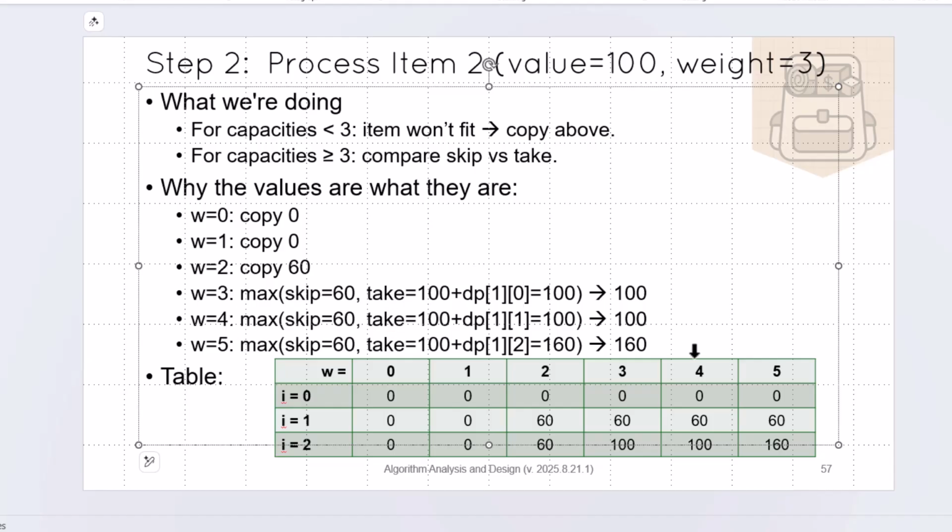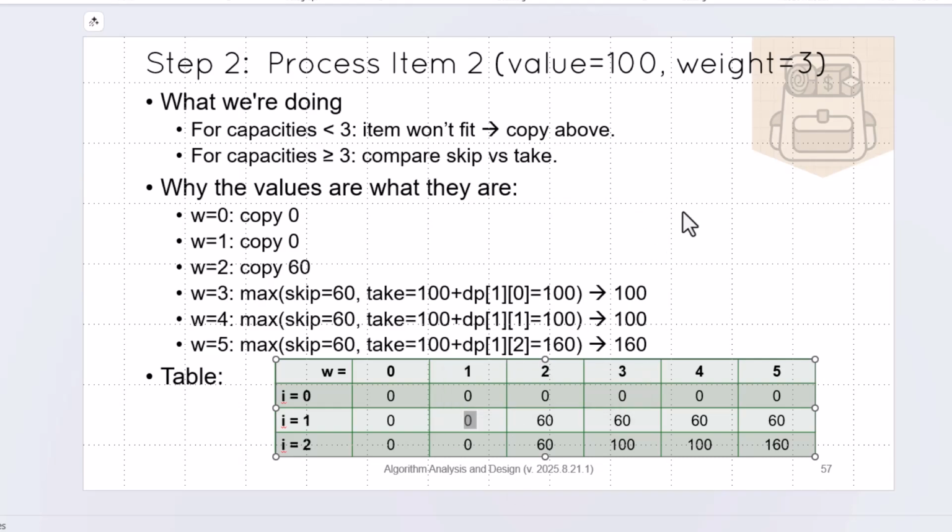For the other one, if I have a weight capacity of 4, I have to decide to keep the 60 from before, or to try to fit it in here by adding the new item plus what was in the bag minus my weight. So what's my weight? 3. So I go 1, 2, 3, and I end up in this cell. That's dp at 1, 1.